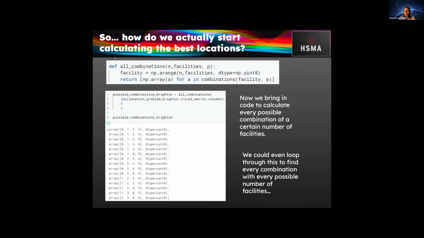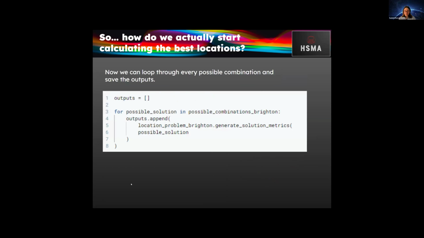So now we go back to our code from all the way back at the beginning, this all combinations function that gives us an array of arrays for every single possible combination. So we've created a list of all of the possible combinations. That's what this looked like. And now we can start to loop through every possible combination and save the outputs. So we make an empty list for every possible solution in the possible combinations.